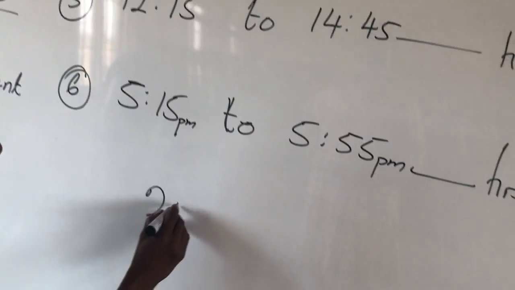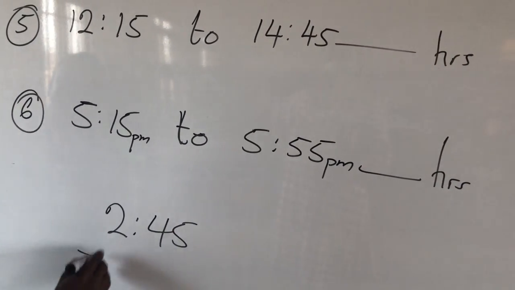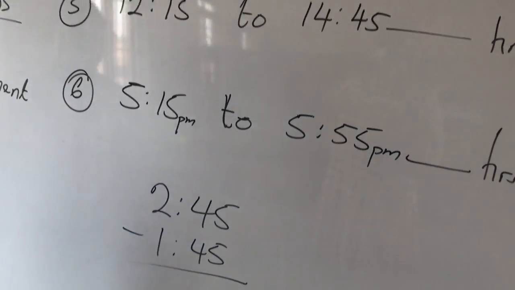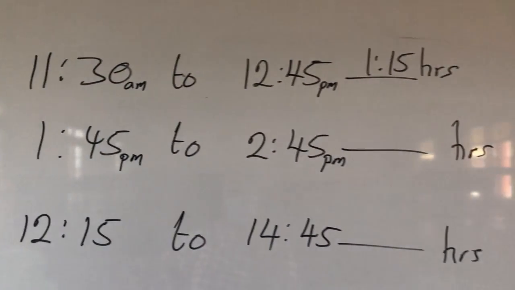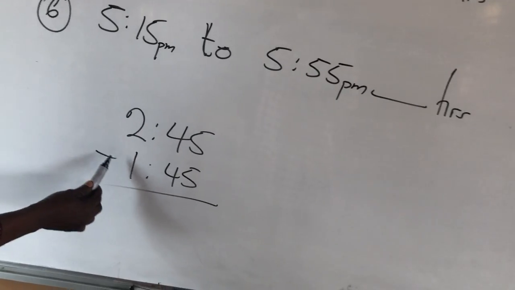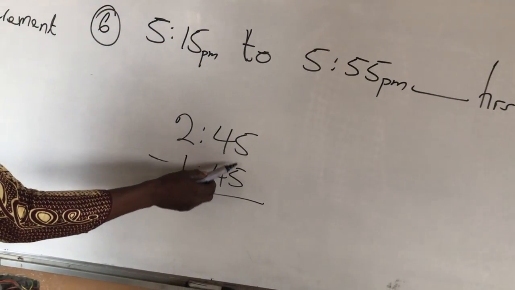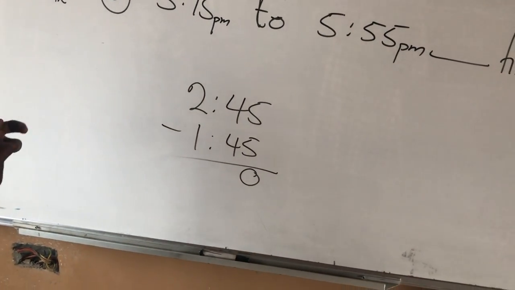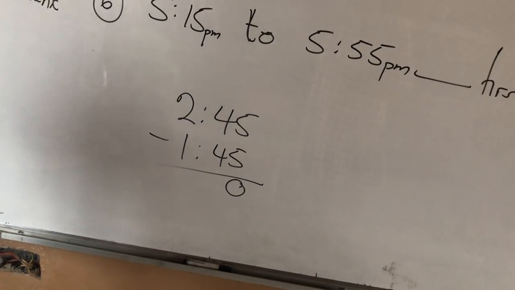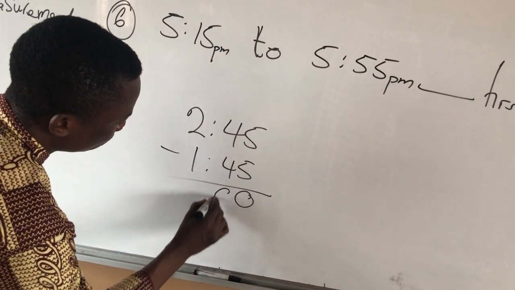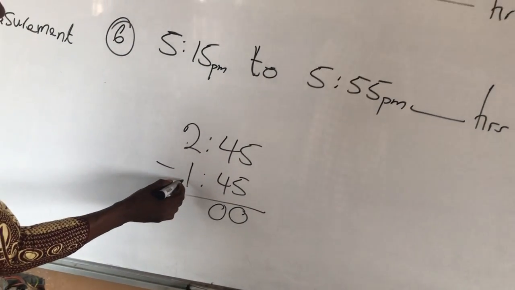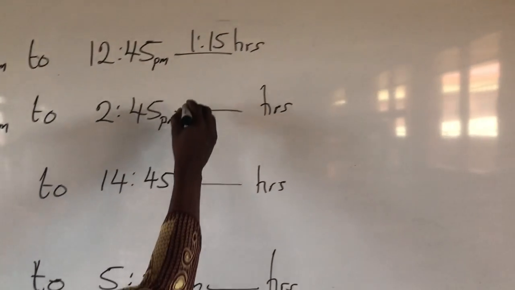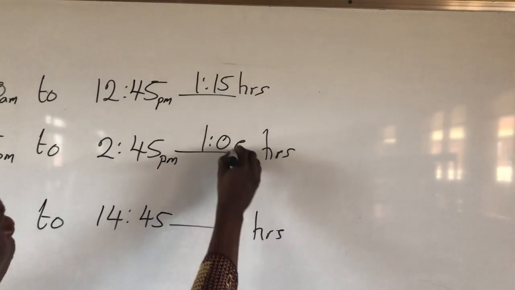This is 2:45 minus 1:45. You subtract. 5 minus 5 will be what? 0. 4 minus 4 will be what? 0. And 2 minus 1 will be 1. This is 1 hour.